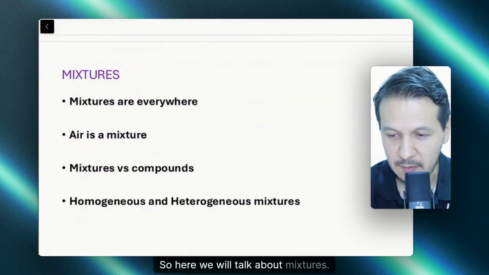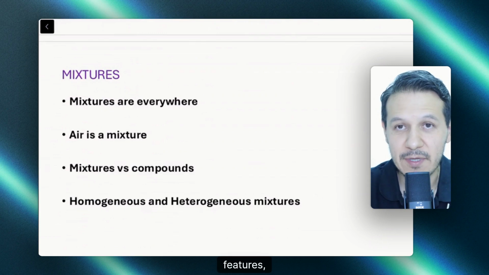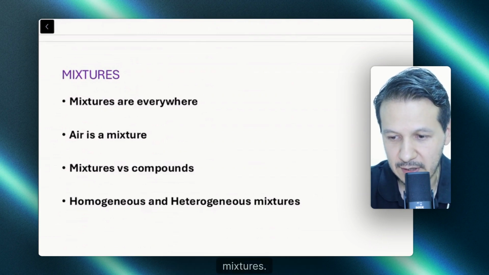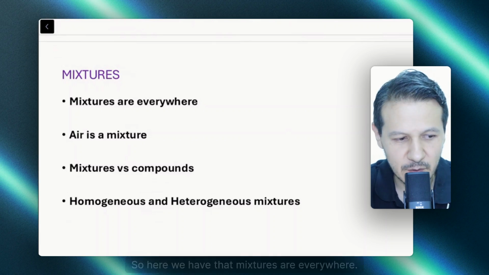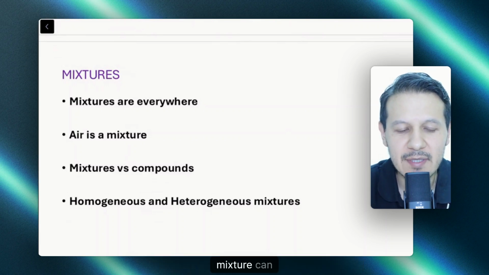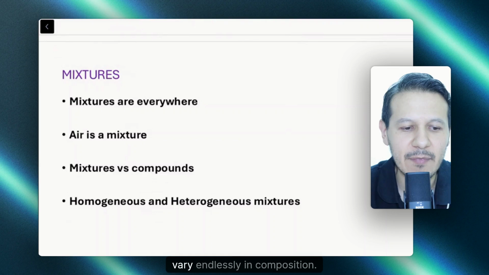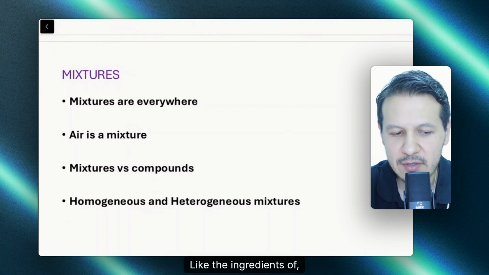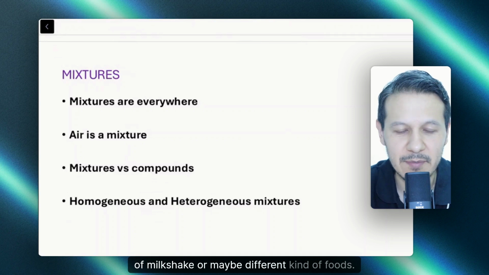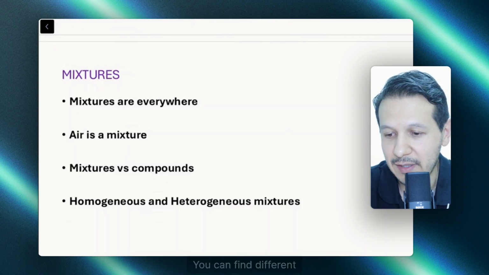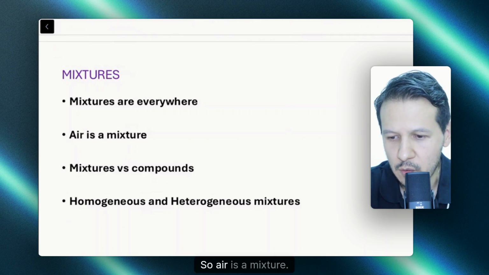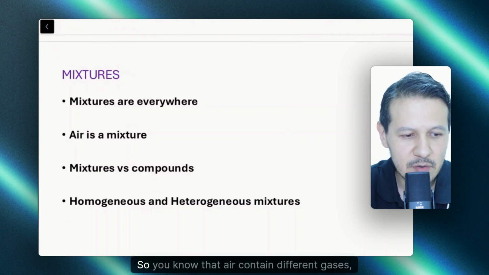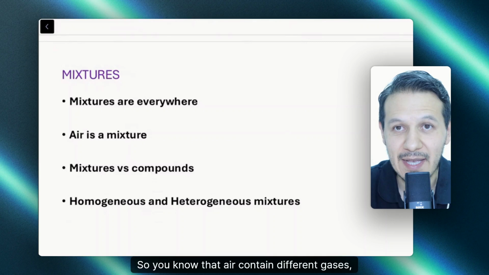So here we will talk about mixtures and the main features of different mixtures. Okay, so mixtures are everywhere. Unlike pure substances, mixtures can vary endlessly in composition, like the ingredients of a milkshake or different kinds of foods. You can find different kinds of mixtures everywhere. Okay, so air is a mixture.